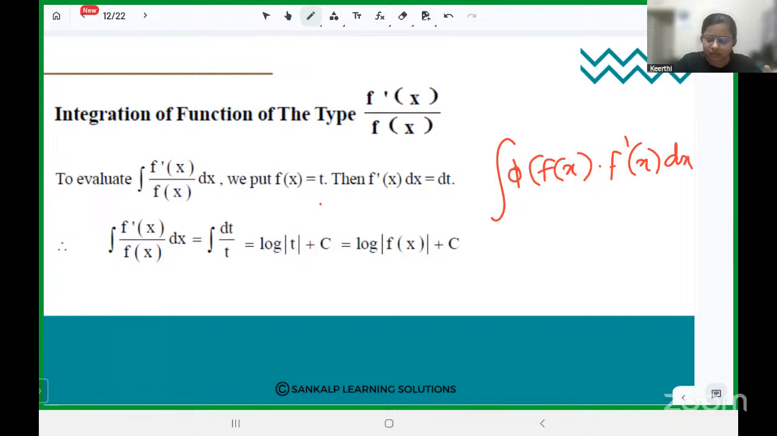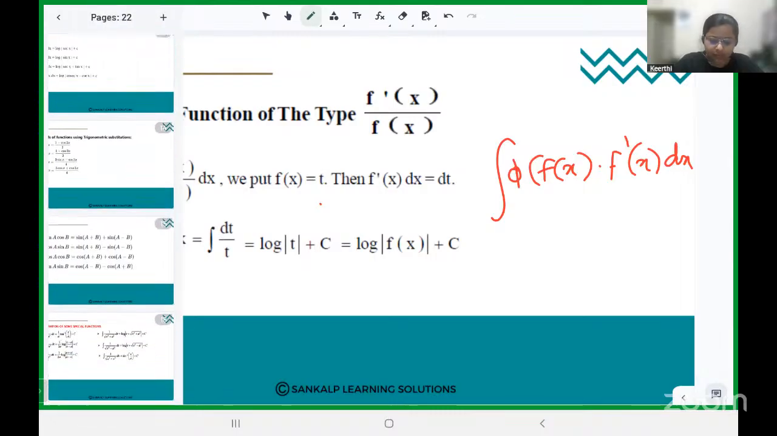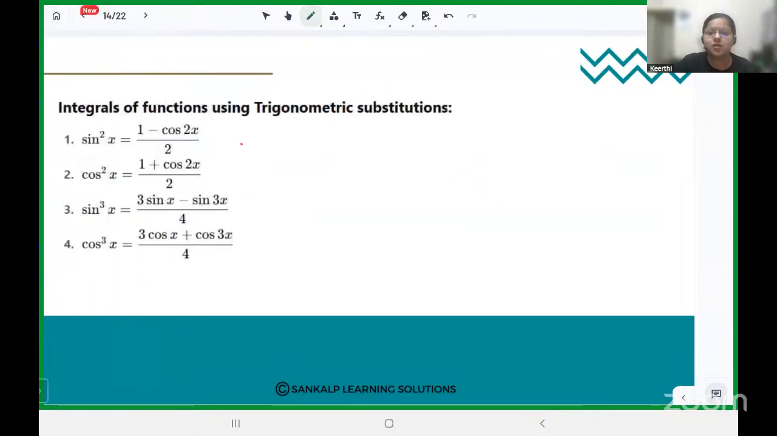But I think this is the fifth type. Four types we have studied. We'll move on to the fifth type today. That is integrals of functions using trigonometric identities. Here we use trigonometric identities as substitution for the given function, and then we solve that integral. All right. Have you got it?